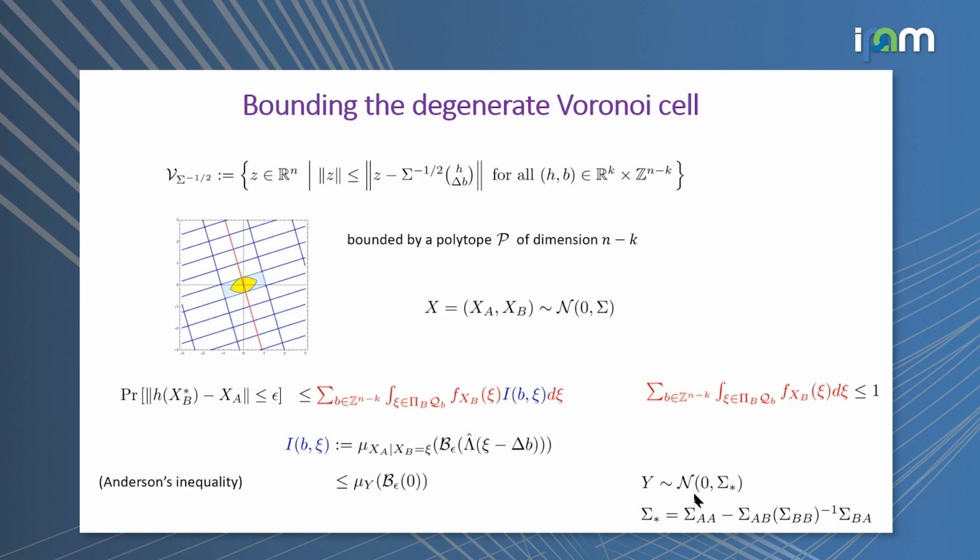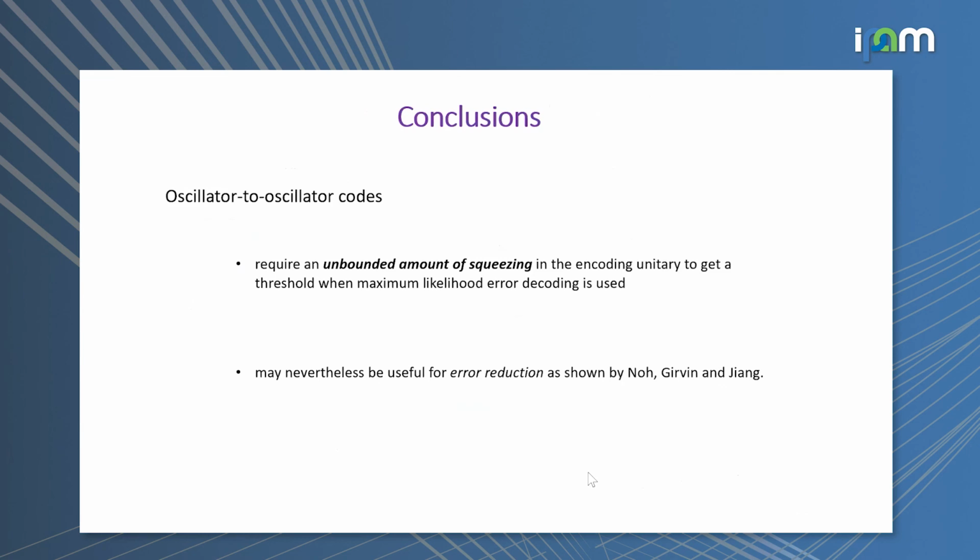So in the end, you can relate everything to the eigenvalues of this Schur complement, and this we can relate to the matrix itself using a variant of Weyl's inequalities, and in this way we can relate it to the squeezing. Okay, so this is basically what we found. If you want to use these oscillator-to-oscillator codes to get a threshold, you need an unbounded amount of squeezing. This is perhaps not physically so useful, but if you just want to reduce the variance, you can indeed do this, as shown by Noh, Girvin and Jiang, since that asymptotic result needs only a little squeezing.